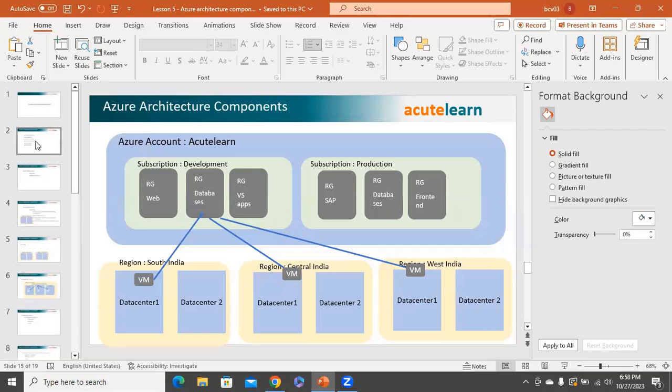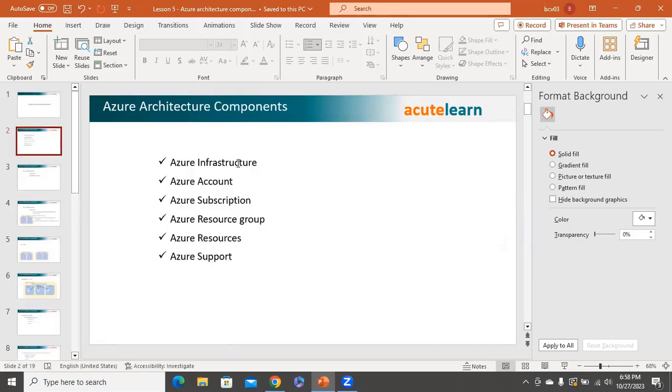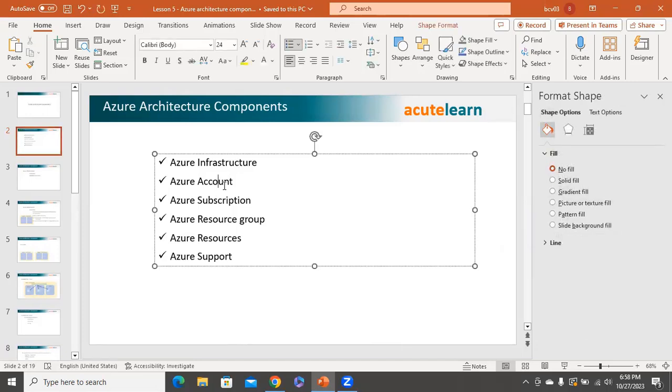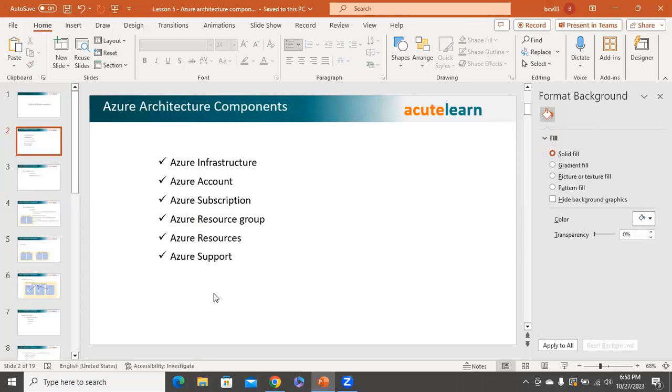So the Azure regions and availability zones are part of infrastructure. Account is the one which is an identification in Azure. And we can have multiple subscriptions under the Azure account. A subscription is basically a billing boundary, access boundary, and resource boundary. A resource group is a logical container within the subscription, so we can group a set of resources under a resource group. Then we have resources, and various support plans are available. You can choose which plan you want from Microsoft support.